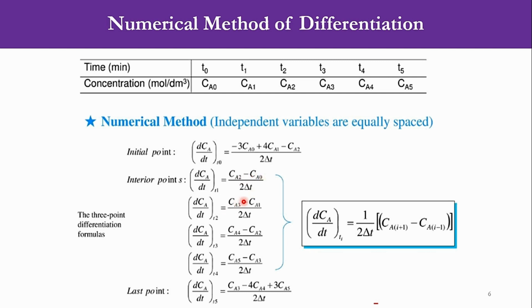For T2, Ca3 minus Ca1 over 2 delta t. For T3, Ca4 minus Ca2 over 2 delta t. For this T4, Ca5 minus Ca3 over 2 delta t. And if these points are reduced, accordingly the formula will change.